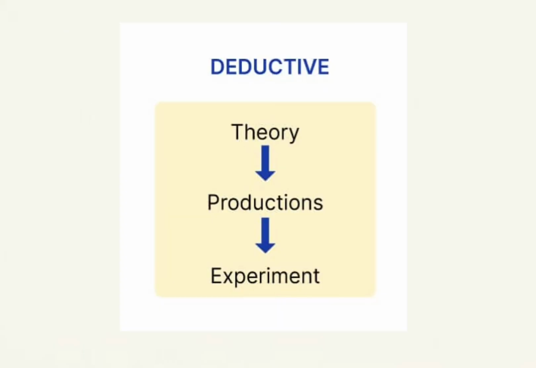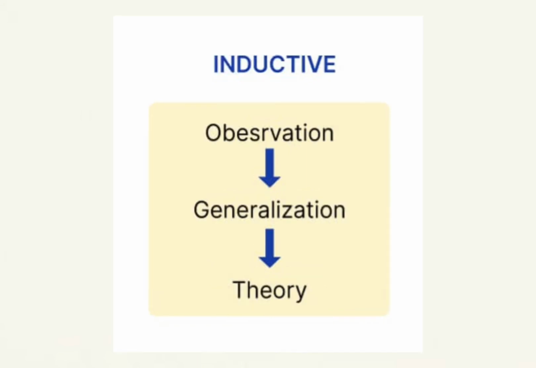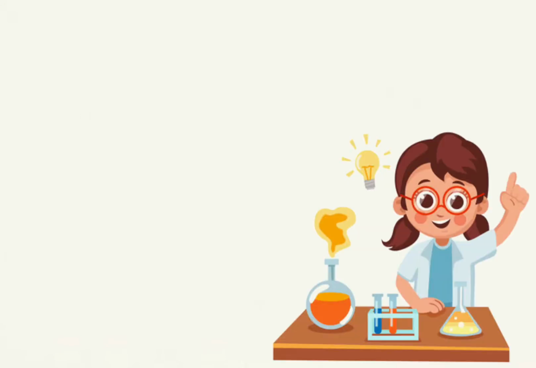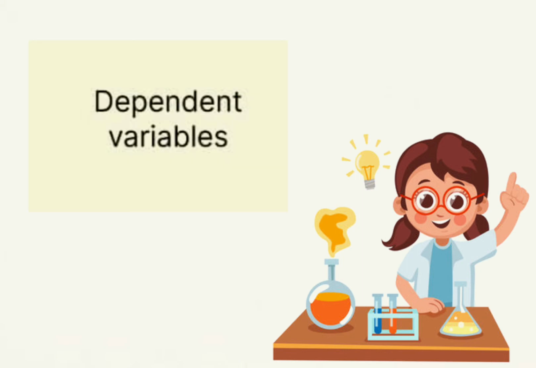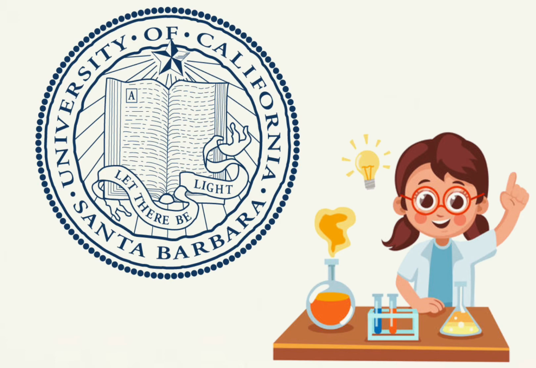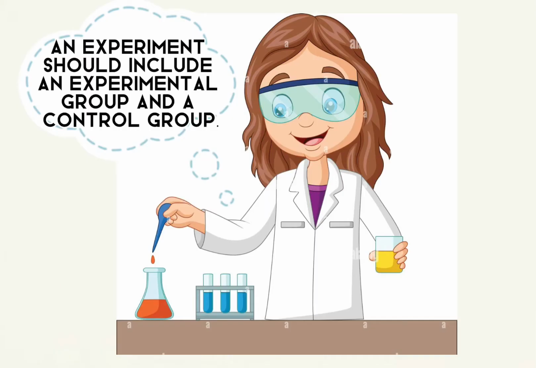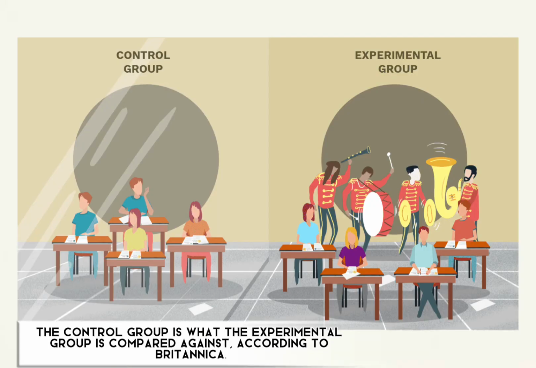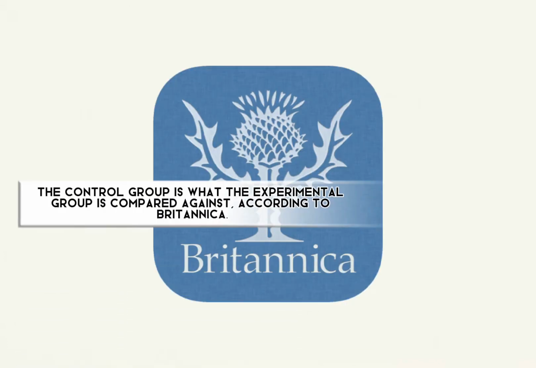Deductive reasoning is the process of using true premises to reach a logical true conclusion, while inductive reasoning uses observations to infer an explanation for those observations. An experiment should include a dependent variable which does not change and an independent variable which does change, according to the University of California, Santa Barbara. An experiment should include an experimental group and a control group. The control group is what the experimental group is compared against, according to Britannica.